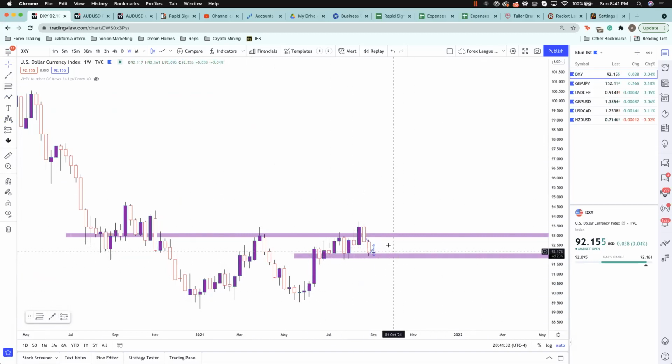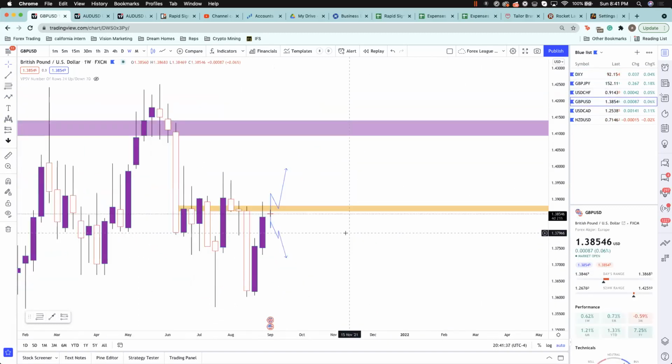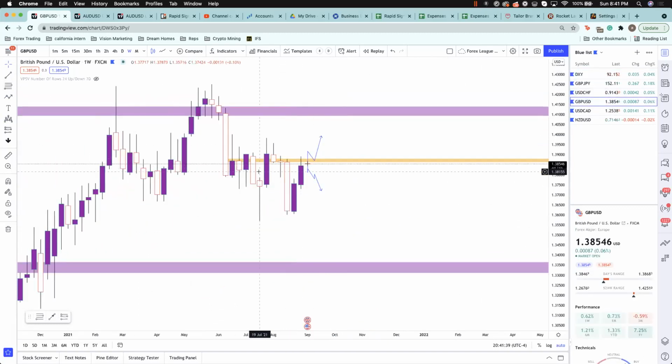If the dollar starts to lose strength, gets weaker, going back to GU will most likely push up, break resistance, and then get back to these highs. But if the dollar does bounce from that area, we can easily see GU finally make its move back down to these lower levels here.